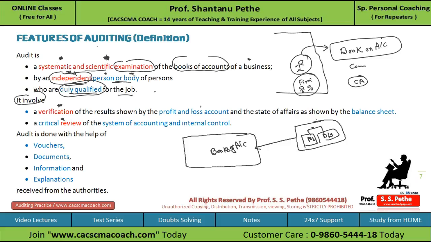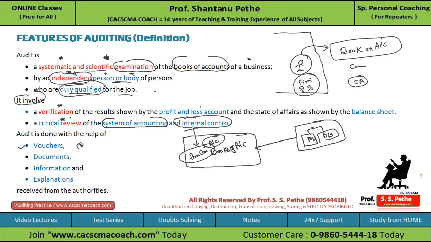And when we say critical review, it means critical review of the system of accounting and internal control, how this business is doing their accounting. You have to check the accounting system, whether it is good or bad. And also you have to check whether there is any internal control established in the business to check the frauds and errors or not. Now, all these verifications and reviews will be done with the help of vouchers.